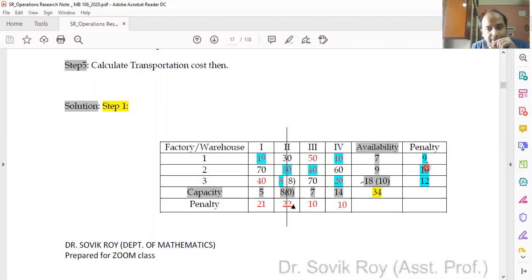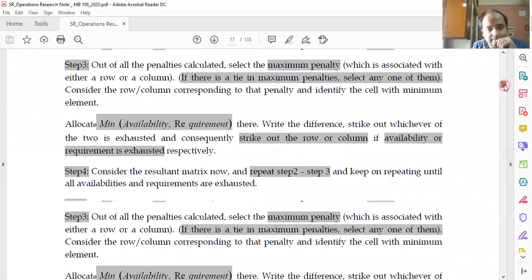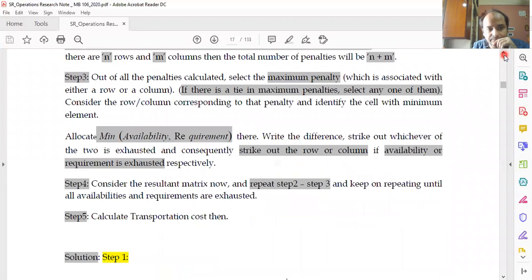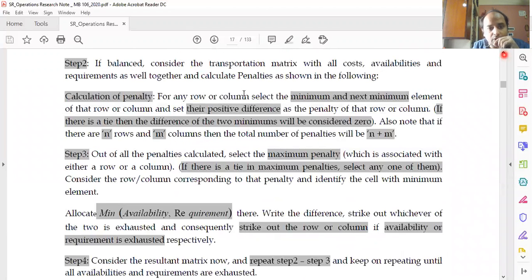How to calculate the penalties? What is written? Let us see once again. It is written that for any row or column, select the minimum and next minimum element of that row or column and set their positive difference as the penalty of that row or column. If there is a tie, you can consider the penalty to be 0.